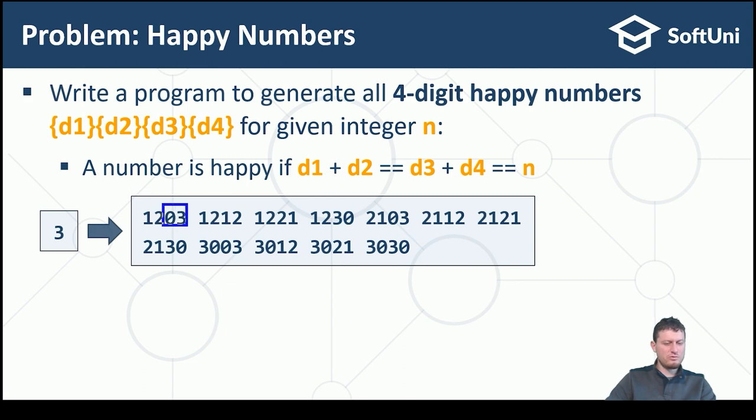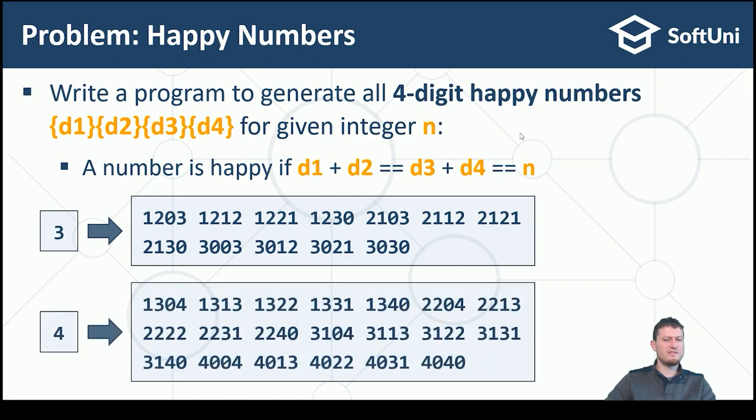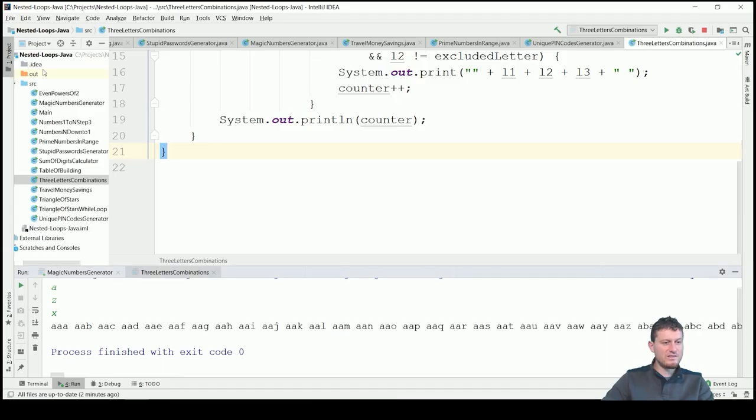So these two should be equal to these two, should be equal to this. So if we have a loop for the first digit, it should be from 1 to 9, because it cannot be 0. Otherwise, it will not be a 4-digit number, it will be a 3-digit number. Later we have this. It should be from 0 to 9. The next should also be from 0 to 9, and the next should also be from 0 to 9. And then I can have some checks here for these digits. This is another example. Let's solve this. It's very easy. It needs 4 nested loops, but it's very easy.